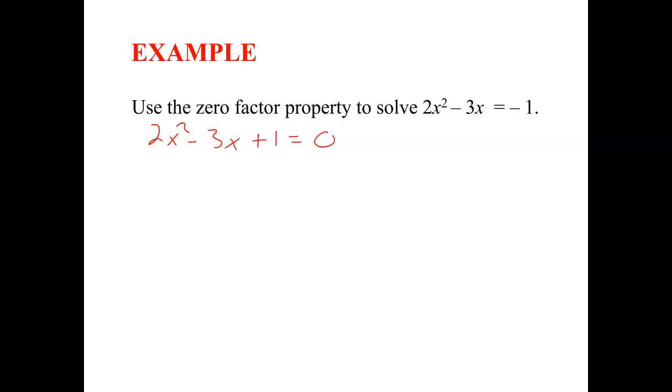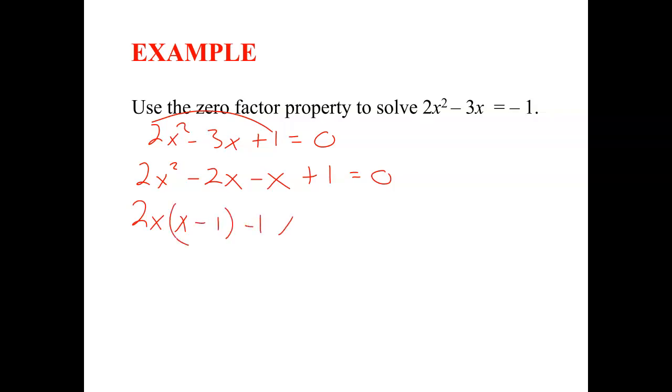And then you multiply the 1. And then you find the factors of 2 that add to give you negative 3 and multiply to 2. So that would be negative 1 and negative 2. And then you factorize it. So you get a 2x, and then you get x minus 1, and then negative 1 and x minus 1.